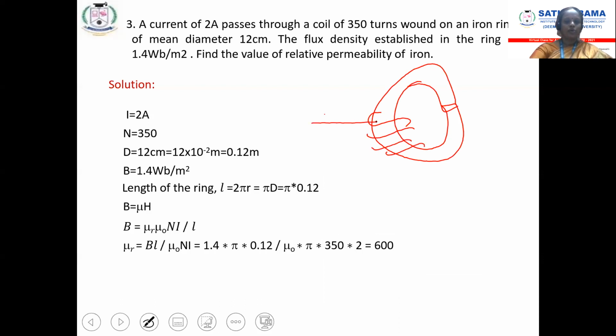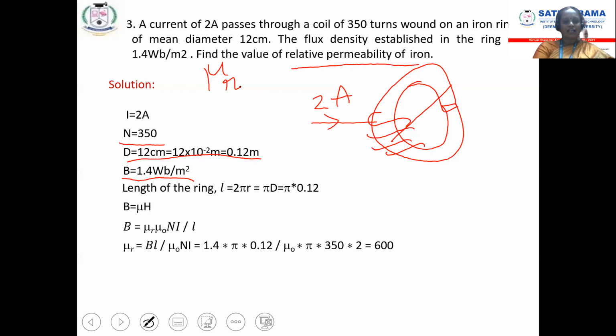A 2 ampere current flows through that, and the number of turns in the coil is 350, and the mean diameter of the ring is 12 centimeter. The flux density is also given, 1.4 Weber per meter square. We are supposed to find the relative permeability of iron, that is, mu R.